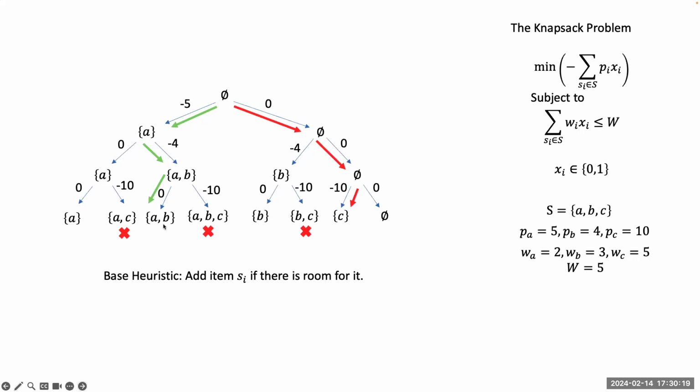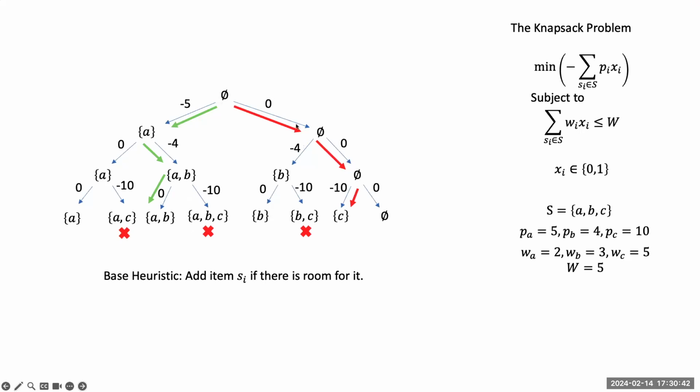And this base policy is guaranteed to find a feasible trajectory, because if I choose not to add an item to my bag, that can never violate the constraint. So this is an example of a base heuristic that's guaranteed to find a feasible trajectory from the initial state.